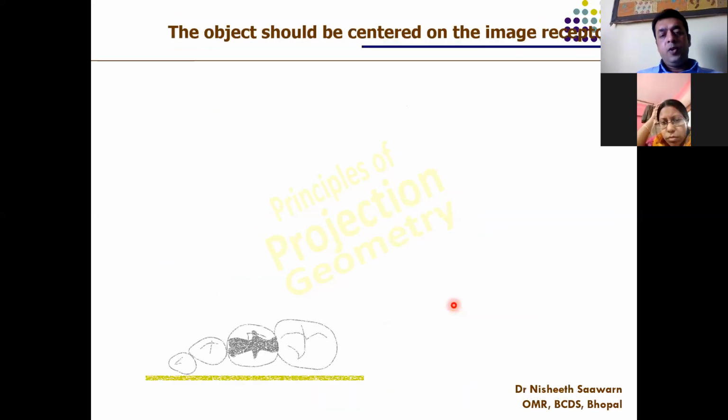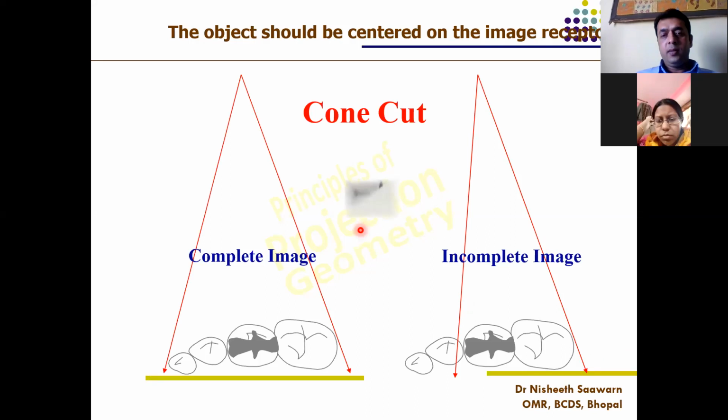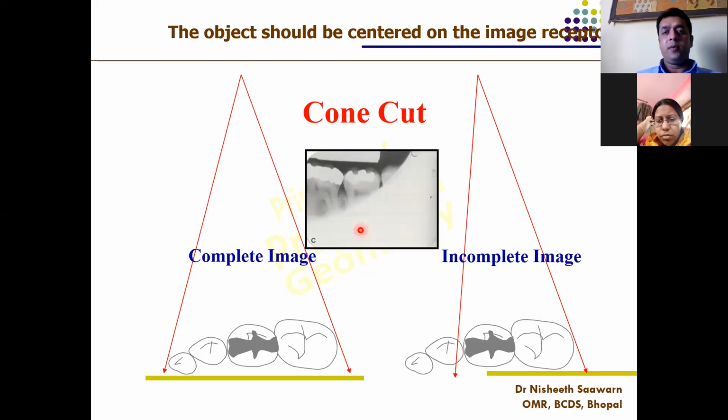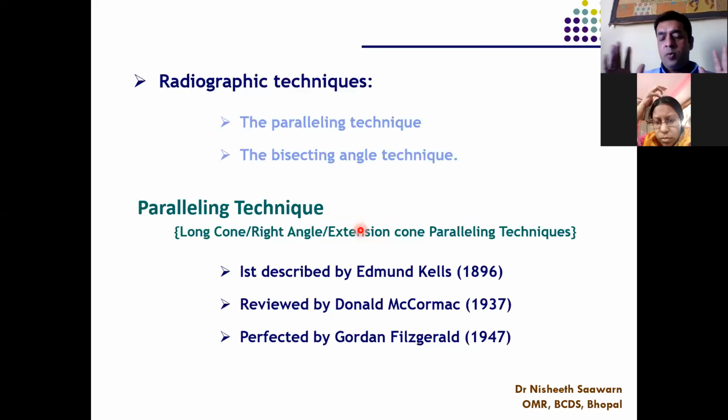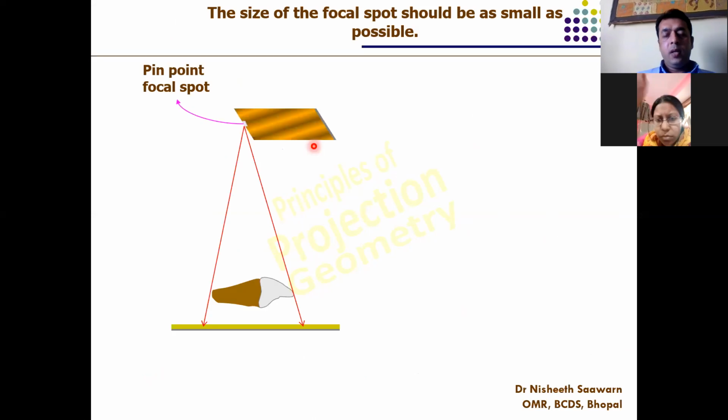Then it should be centered. If it is not centered on the film, what will happen? Half the tooth will come on the film, and half the film will remain vacant. Okay, this is the most common mistake all of you make, and it is called the cone cut. Fine. This is how we end up with the radiographs. So I hope that this much you have all understood, what all should be the techniques for the radiographs.